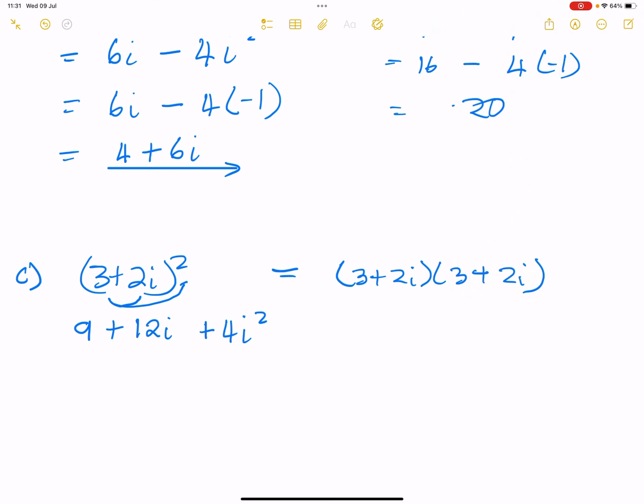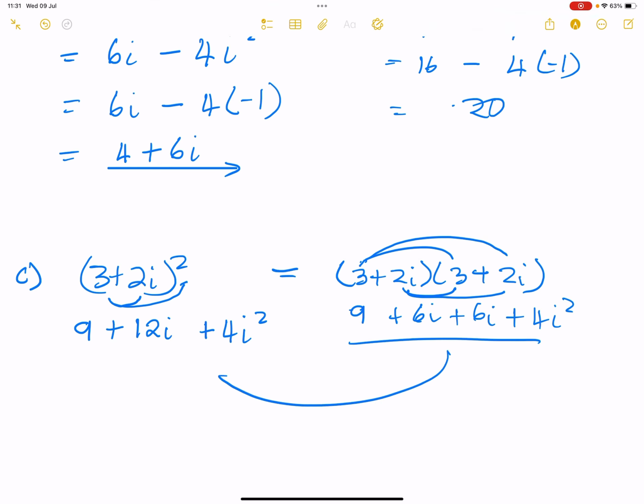Right, so what do we end up having? Exactly our FOIL method. So 3 times 3, that's going to be 9. And we've got 3 times positive 2, that's 6i, another 6i, and 2i times 2i, that will be 4i squared. And you end up with exactly this if you add the two like terms together, right?